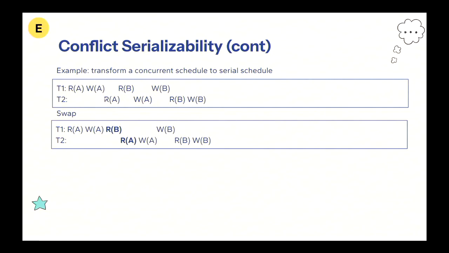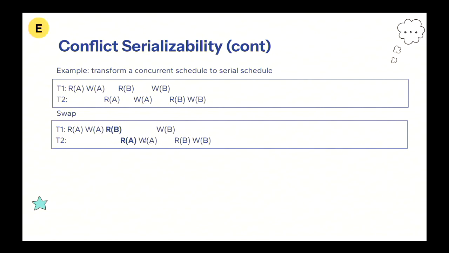The first possible point for doing this swap is between write A from T1 and read A from T2. But we can't do the swapping because it's conflicting. If we change the order, the semantic is changed. The second possible point for swapping is here, read A and read B. We can safely swap the execution order here because they are not conflicting.